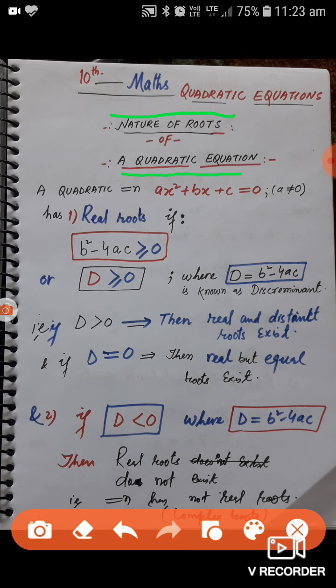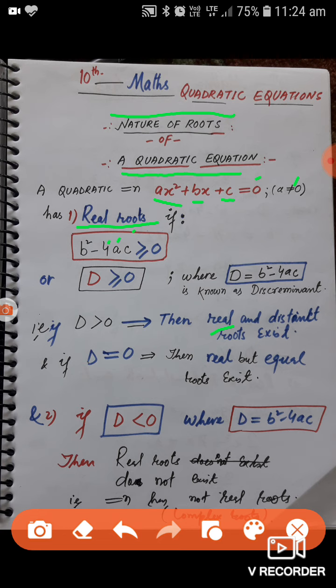suppose you are provided with a quadratic equation ax square plus bx plus c equal to 0 where a is a non-zero real number, then it has real roots, or we can say that real roots exist for this equation if b square minus 4 times a into c, where a is the coefficient of x square and c is the constant term, is greater or equal to 0. If the difference of these two terms comes out to be greater or equal to 0, we can say that the equation has real roots.